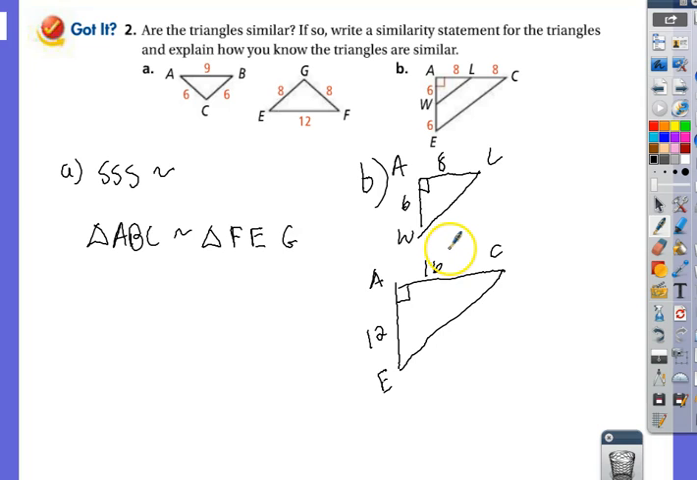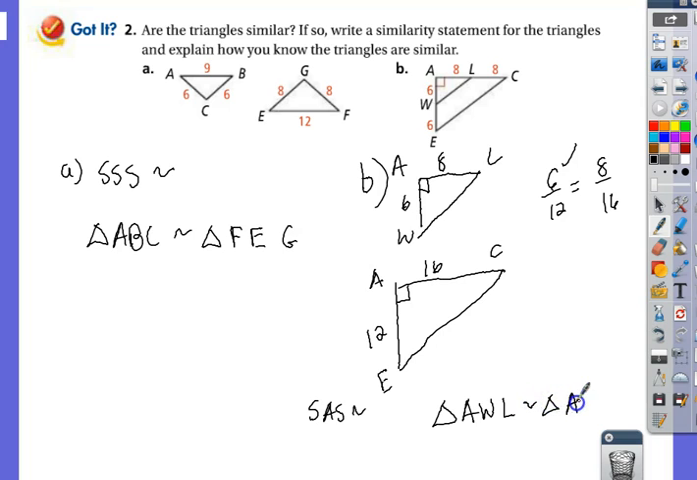You have to be consistent when you're setting it up. So 6 over 12 is equal to 8 over 16. That checks, so it's side, angle, side similarity. My similarity statement would be triangle AWL similar to triangle AEC.